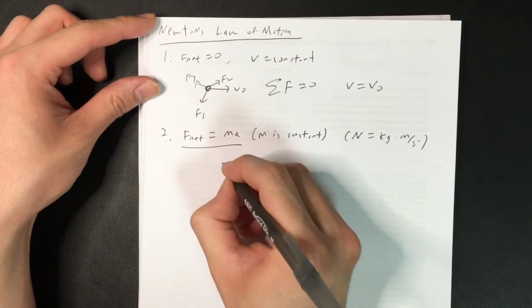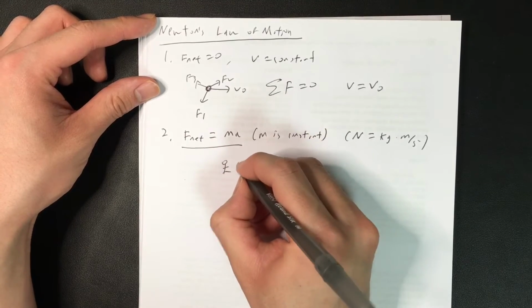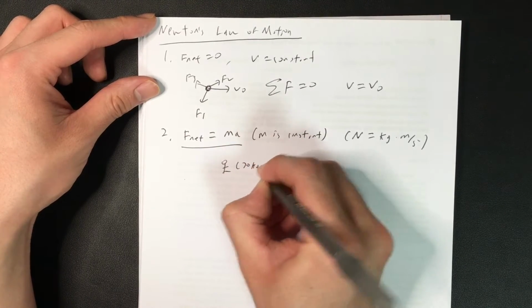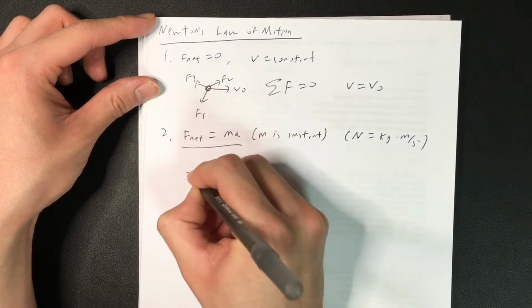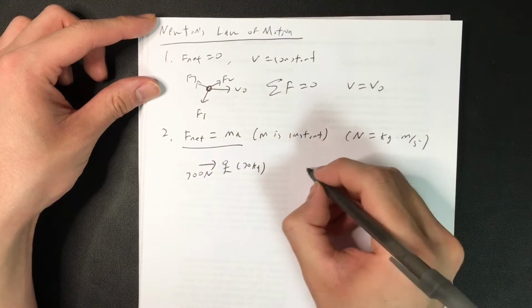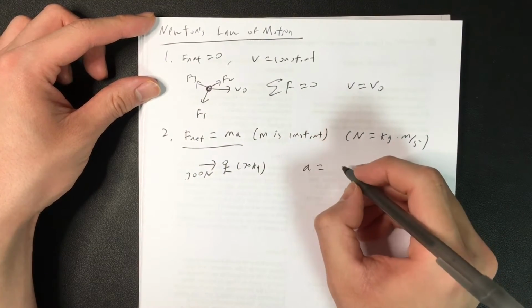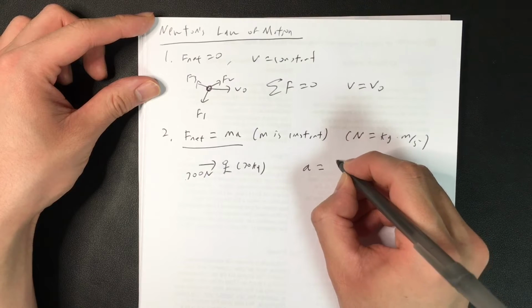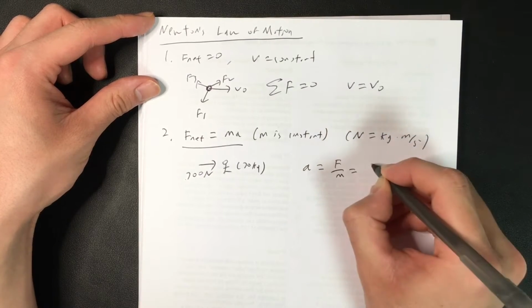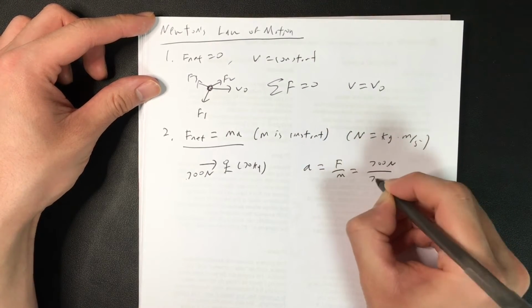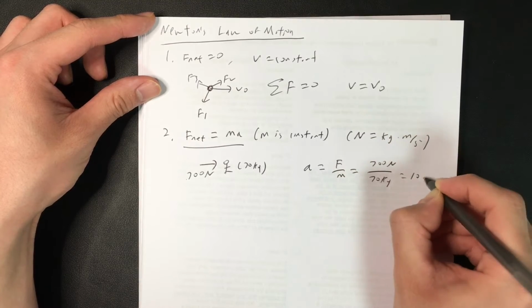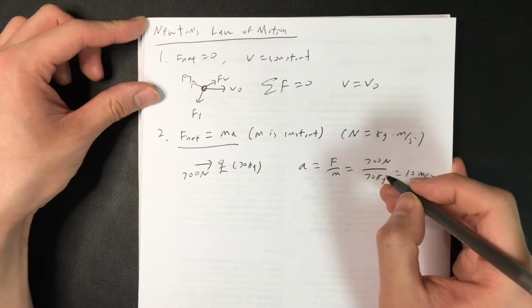For example, let's say a person weighing 70 kilograms is being exerted by a force of 700 newtons. Then the acceleration experienced by this person would be the force divided by mass, which would be 700 newtons divided by 70 kilograms, which is 10 meters per second squared.